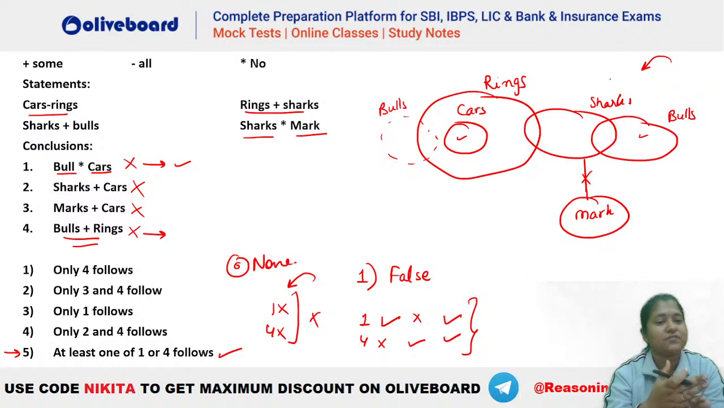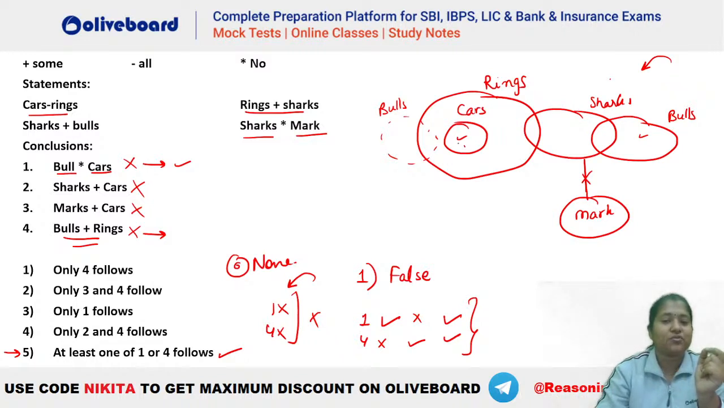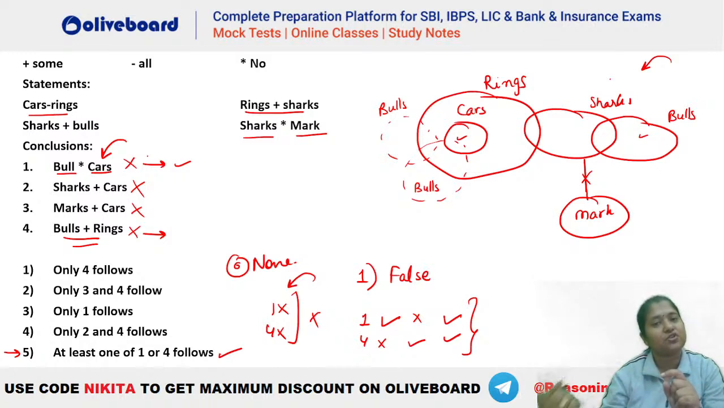When the first is false, that is when you say no bulls are cars is false, then some bulls are cars will automatically be true. When will no bulls are cars be false? No is false when some is true, isn't it? What is the opposite of no? Some. So if no is false, that means some should automatically be true. So when no bulls are cars is false, some bulls are cars is automatically true.